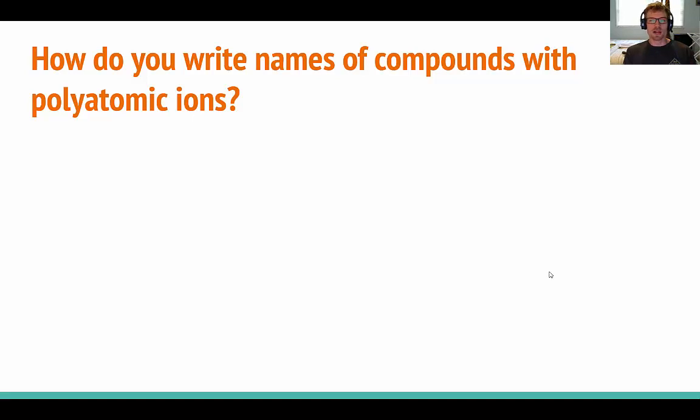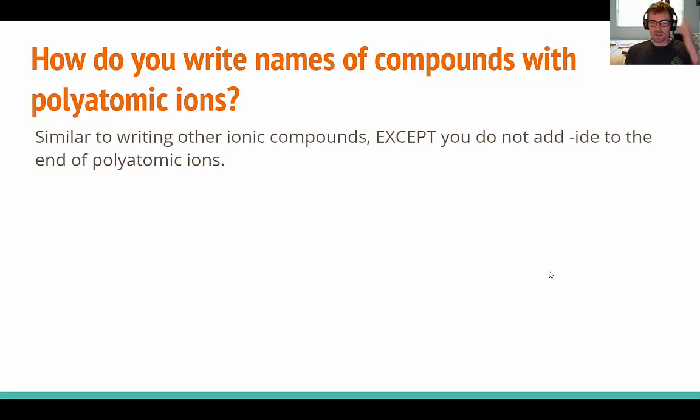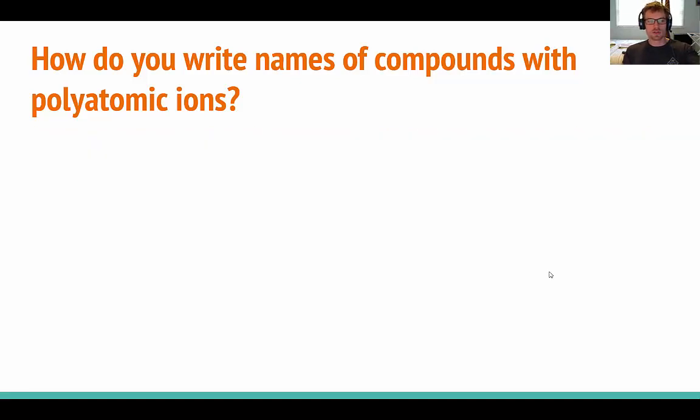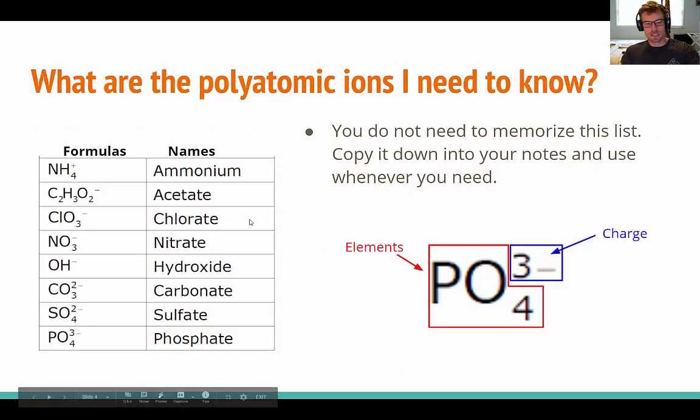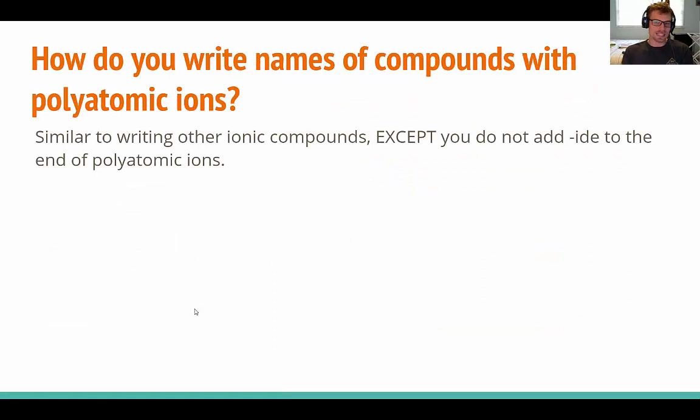Now, how do we go about writing the names of compounds with polyatomic ions? Well, very similar to how we write other ionic compounds. We're going to use the same rules, except we don't add -ide to the end of the polyatomic ions. So our polyatomic ions have specific names: hydroxide, carbonate, sulfate. Those we do not add -ide to the end. Those are their specific names.